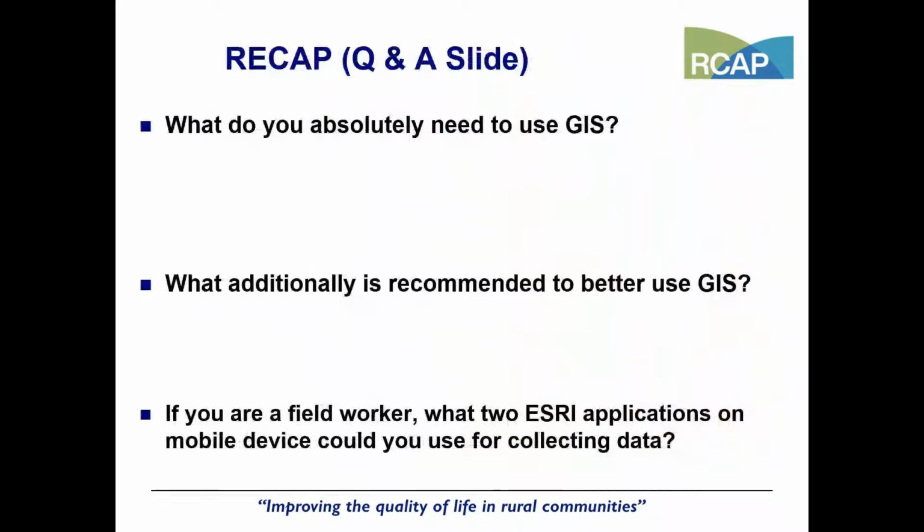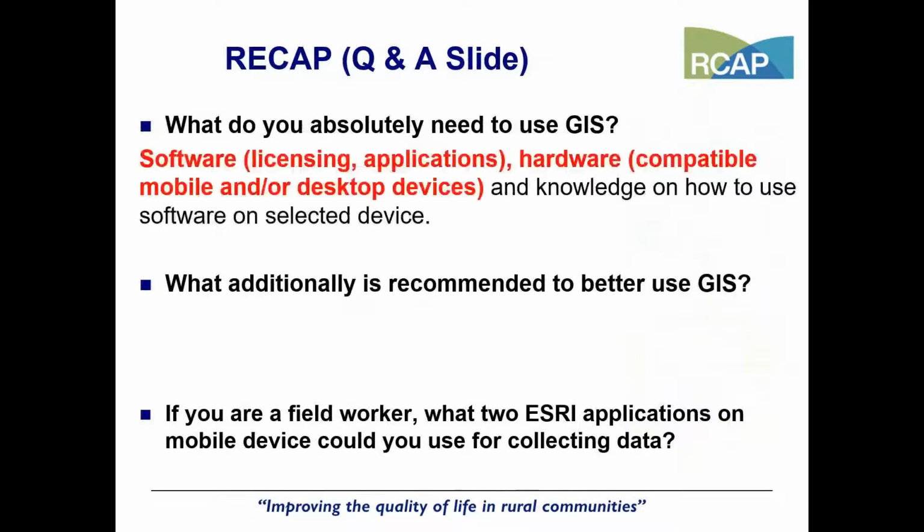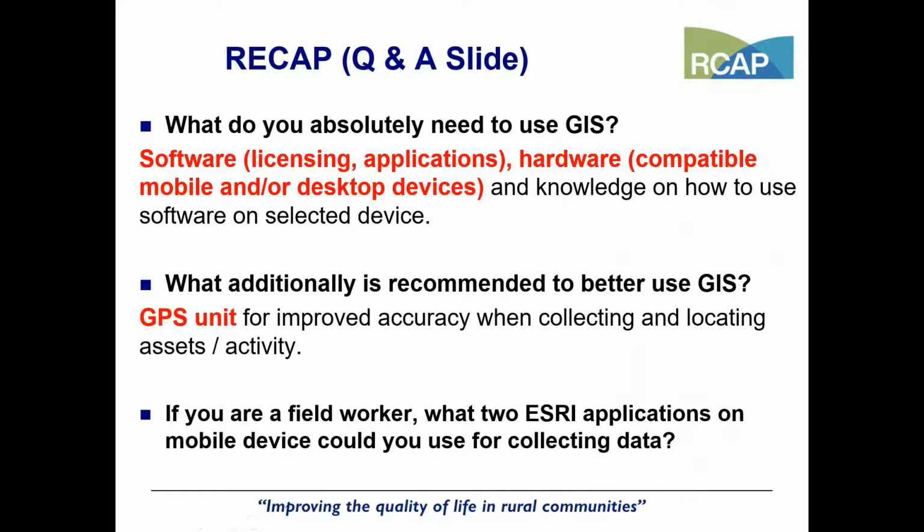All right, so let's recap everything so far. So what do you absolutely need to use GIS? We need the software. So we need that GIS license. We need some kind of hardware. It helps to have a desktop computer, a laptop, and then ideally a mobile device. Now we need a little bit of knowledge on how to use them. What additionally is recommended to make your stuff a little bit better? GPS unit. Just to make your data a little bit more accurate when collecting it. So if you're spending all that time in the field collecting your data points, it's better to have that sub-foot, sub-meter accuracy rather than the 15-foot accuracy of just your phone.